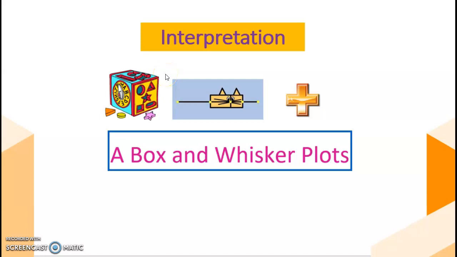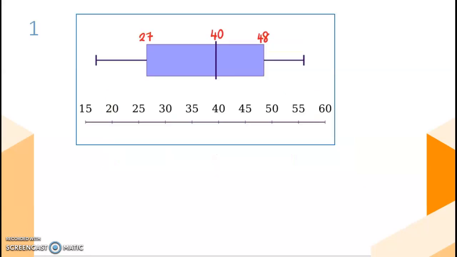Hi everyone, in this video we are going to learn how to interpret box and whisker plots. I will look at diagram number 1. Here we have Q1 is 27, Q2 is 40 and Q3 is 48. What can we get from this diagram?